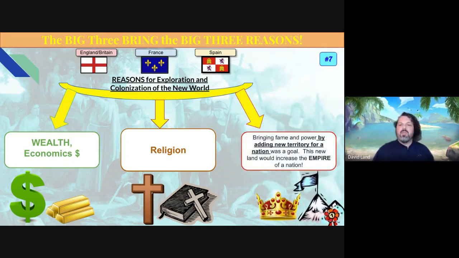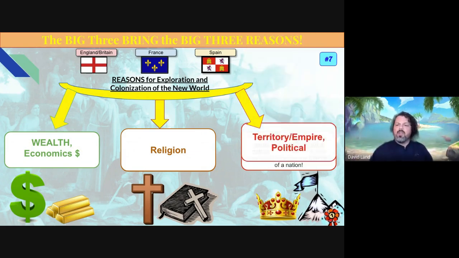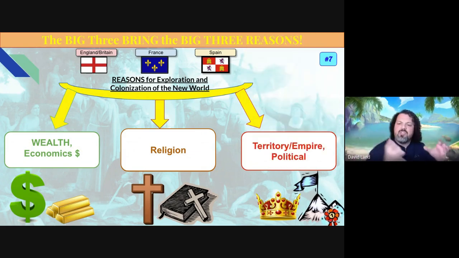And the third big reason, they're going to bring a lot of fame and power by adding new territory to their nation. This is going to increase their empire, meaning their government, their land. We're going to call this the empire, political, because it's a government, territory motivation.